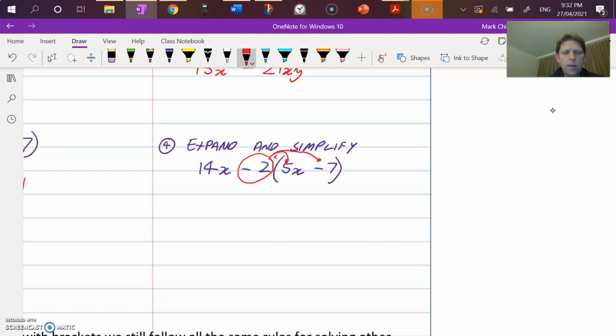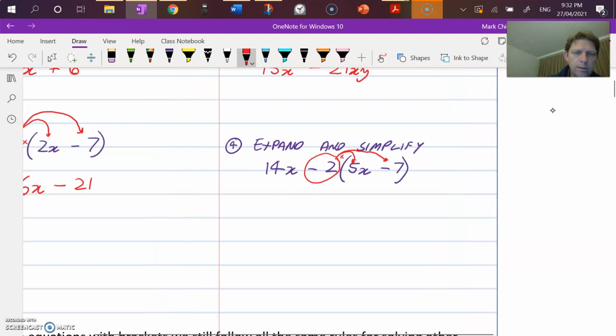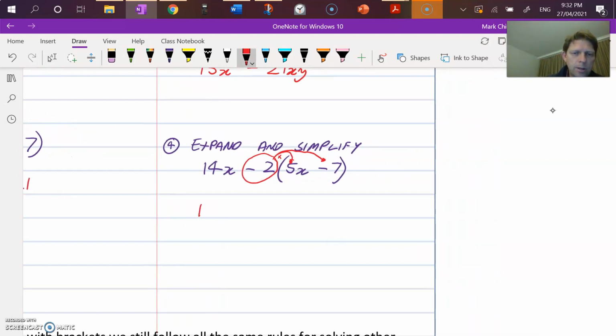So that number there isn't a 2, it's a minus 2. Every number owns the sign that's in front of it. The 14x is not involved in the expansion. It's just sort of watching. We'll use it later, but for now we can just write it down again. It's not involved in the expansion. It's separated by a minus sign. It's in a different part of the problem.